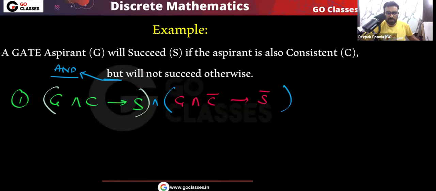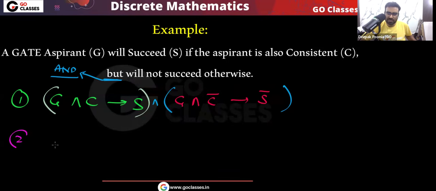I hope you understood. Please tell me, did you understand? Very simple, remember, read this statement. We are making a claim only for the GATE aspirants, that if you are a GATE aspirant as well as consistent, then you will succeed. GATE and consistent means succeed. But otherwise you will not succeed. Otherwise means, for the GATE aspirant, if you are a GATE aspirant and not consistent, then you will not succeed. This is the given statement.